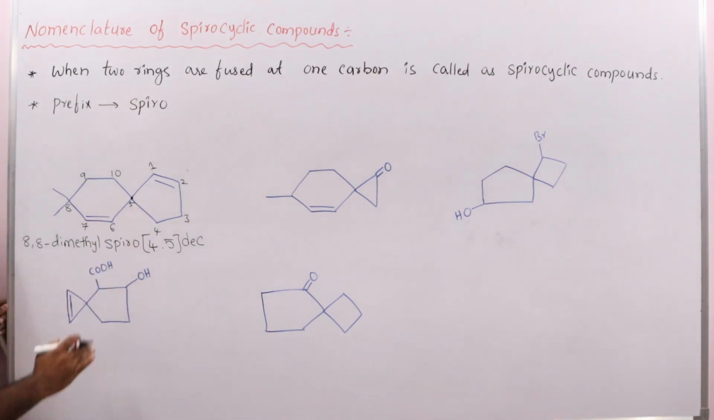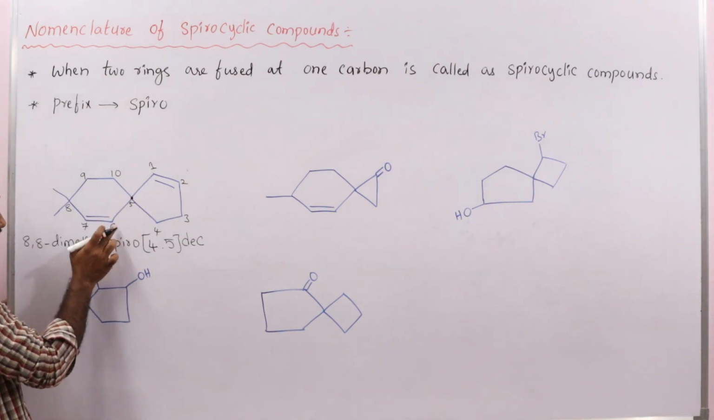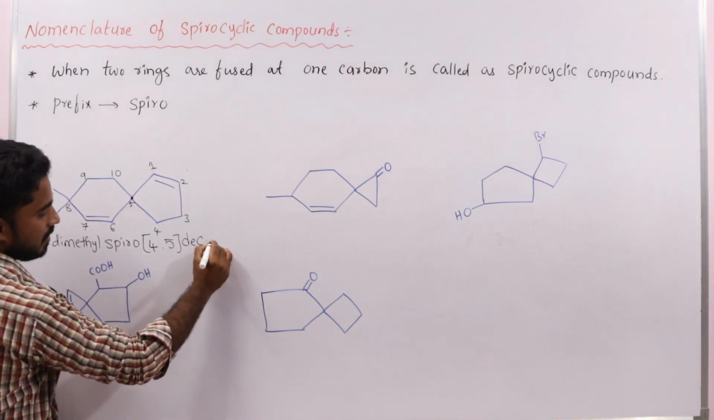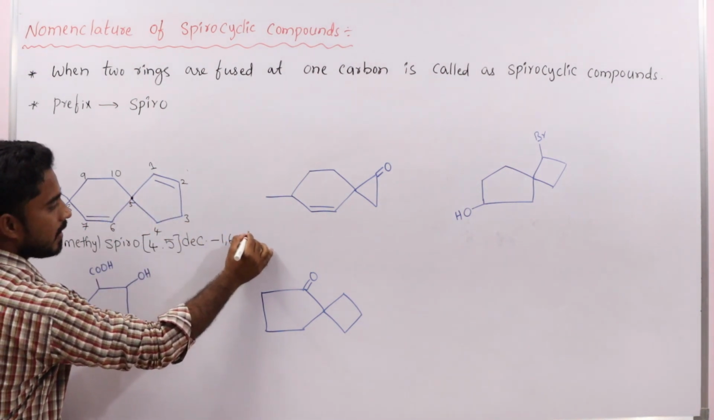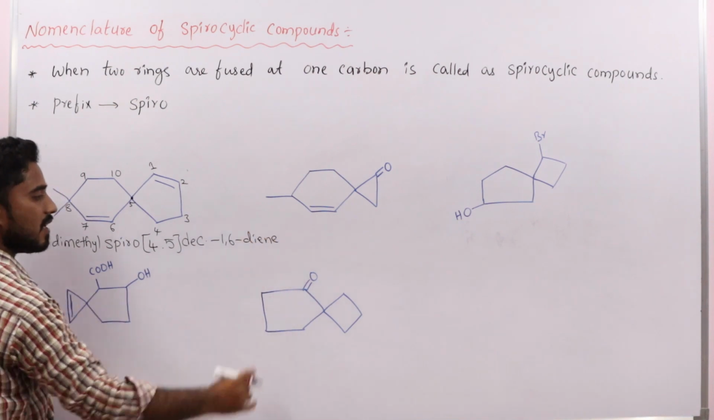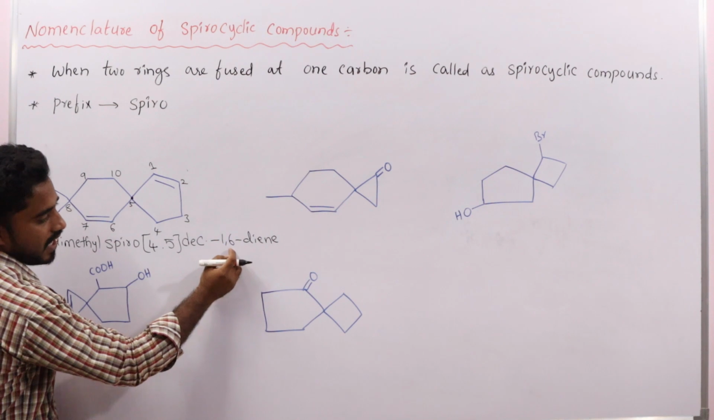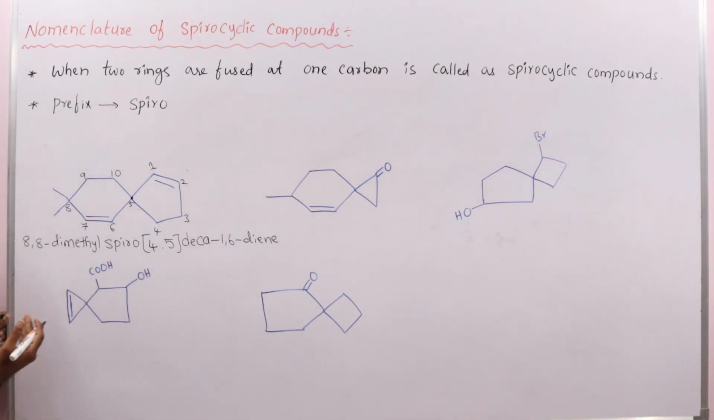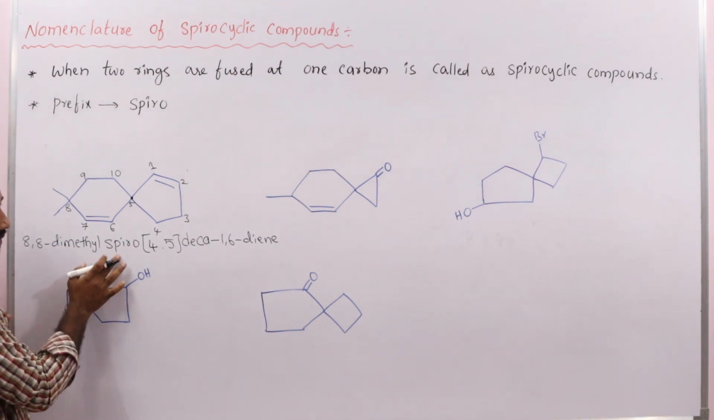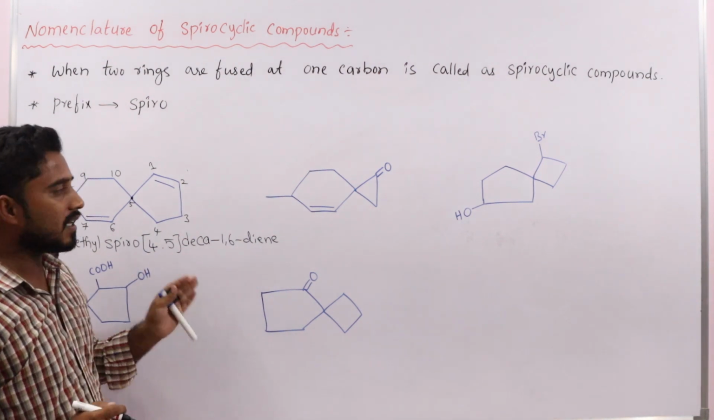Is it saturated or unsaturated? Unsaturated. Unsaturations are present at the first carbon and the 6th carbon. That's why dec, okay, 1,6 diene. Here what we have to remember is when more than one double bond is present, we have to use deca instead of dec. That's why 8,8-dimethylspiro[4.5]deca-1,6-diene is the name.